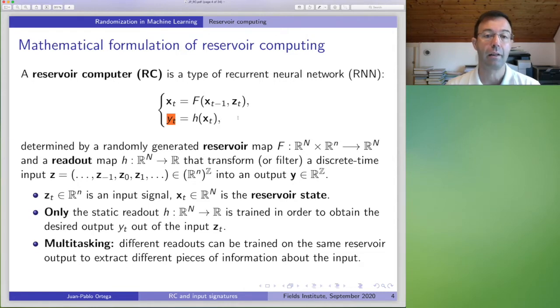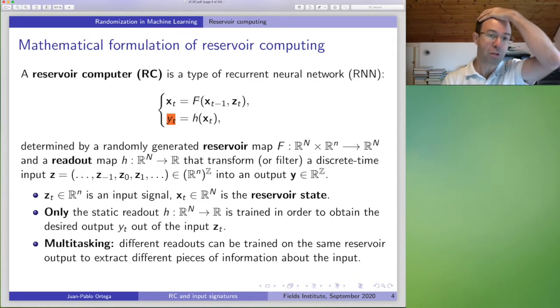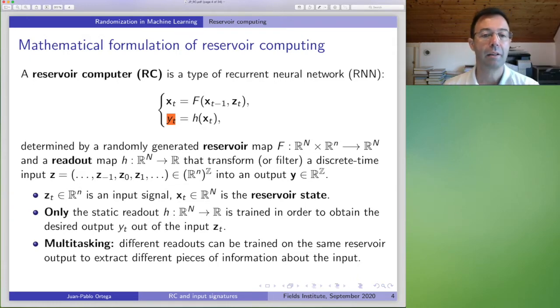And then again, we talk about reservoir computing when this F is randomly generated, or at least mostly randomly generated, and H is, if possible, linear. It has to be first static, and second as simple as possible, and in most situations, if we want to make things big data compatible, it better be linear.